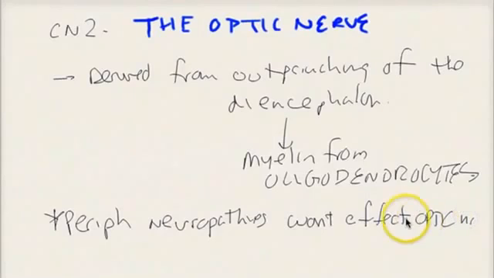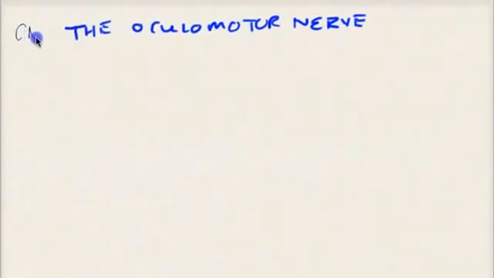Okay, so that's extremely important to remember. Based on its embryology, it won't be affected with peripheral neuropathies. Okay, don't forget, the optic nerve is also a purely sensory nerve. Next up is cranial nerve 3, which is the oculomotor nerve.